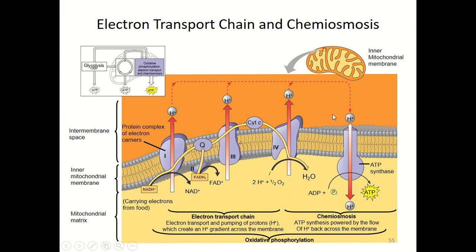Meanwhile, chemiosmosis and ATP synthesis consist of one complex known as ATP synthase, which later is responsible for generating the ATP. And these two processes, including this one, thus make up the oxidative phosphorylation.